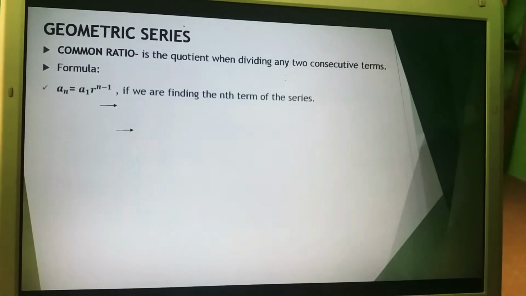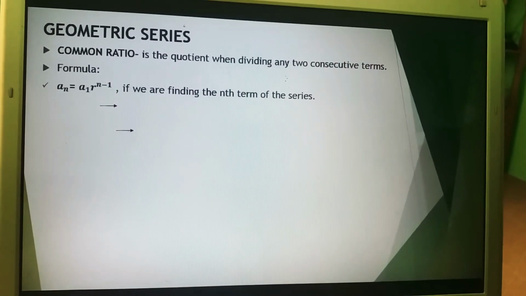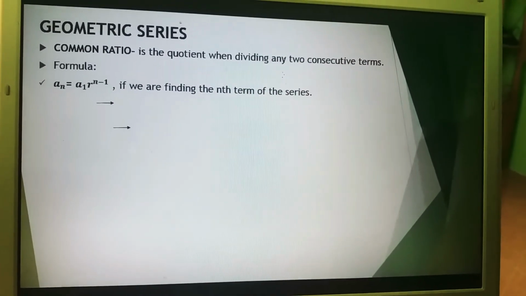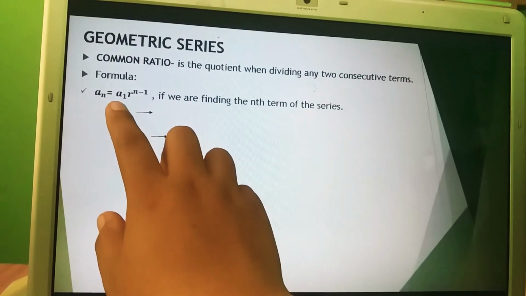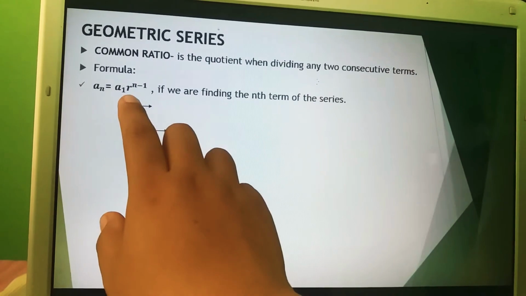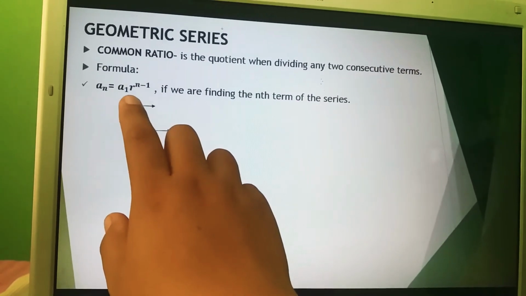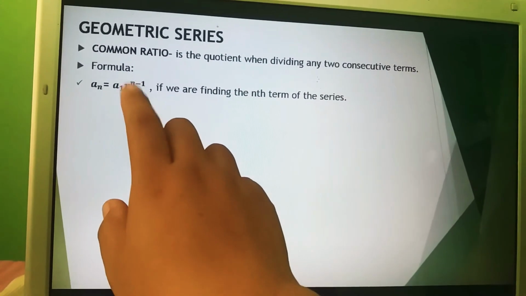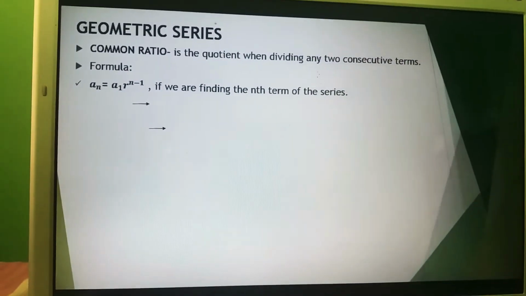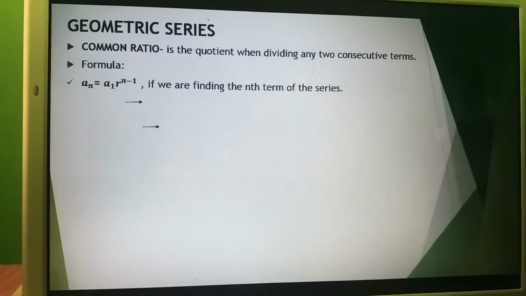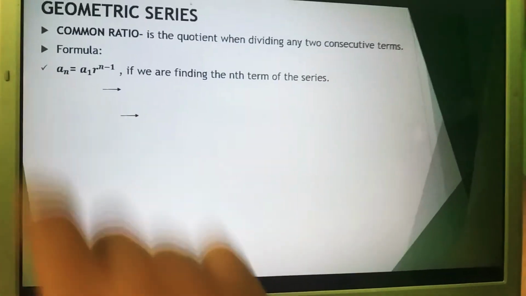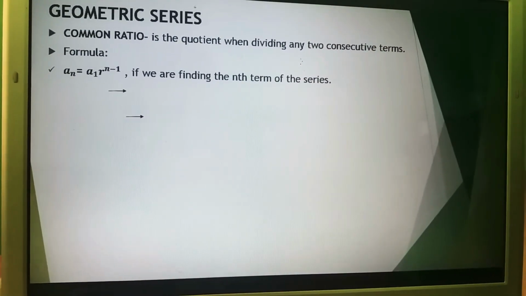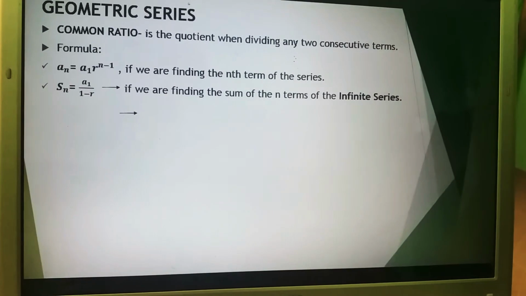Okay, so what is the formula? So here is a formula. We have different formulas. We have here a sub n equals a sub 1 multiplied by your common ratio r raised to n minus 1, if we are finding for the nth term of the series. Okay, how about for the sum?